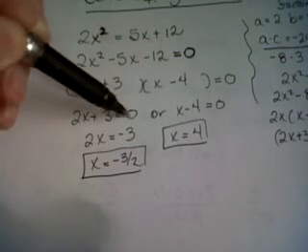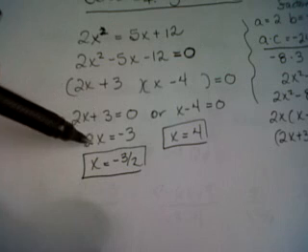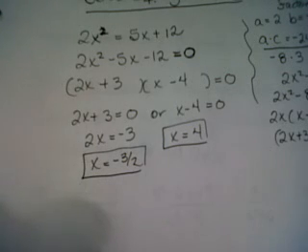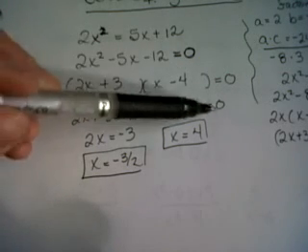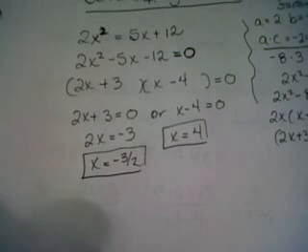So when I solve this, I subtract 3 from both sides. 2x equals negative 3. Divide both sides by 2, and I get x equals negative 3 halves. Here, add 4 to both sides, and I get x equals 4.